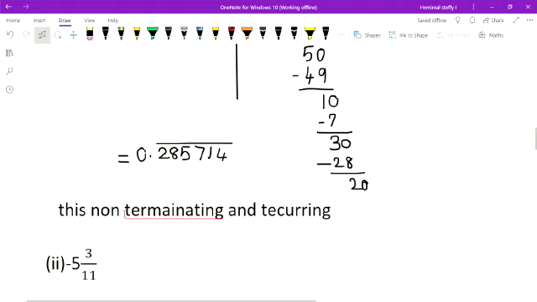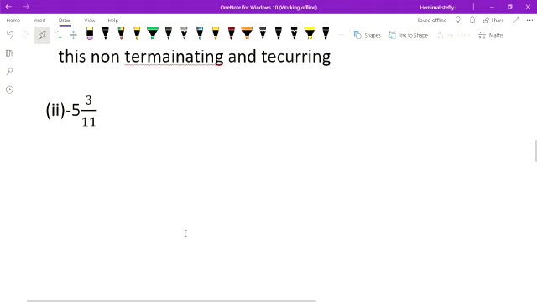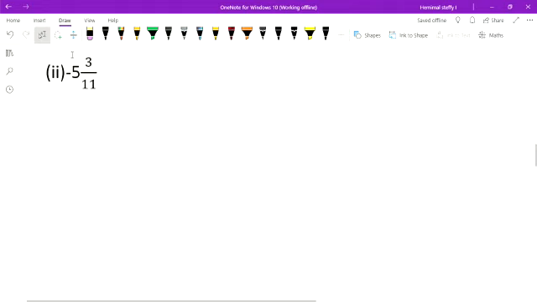Is it clear now? So we will go to the second sum. This is the given mixed fraction, minus 5 3 by 11. So I consider it here, now go to the solution.